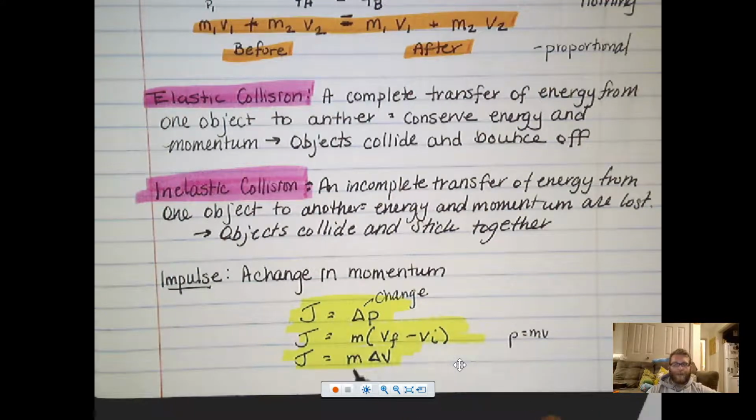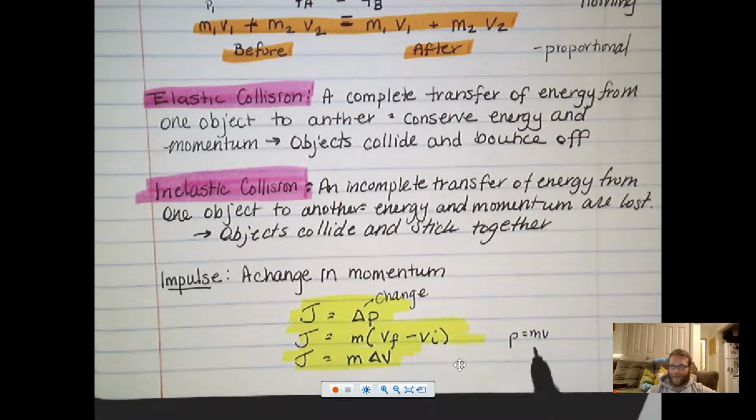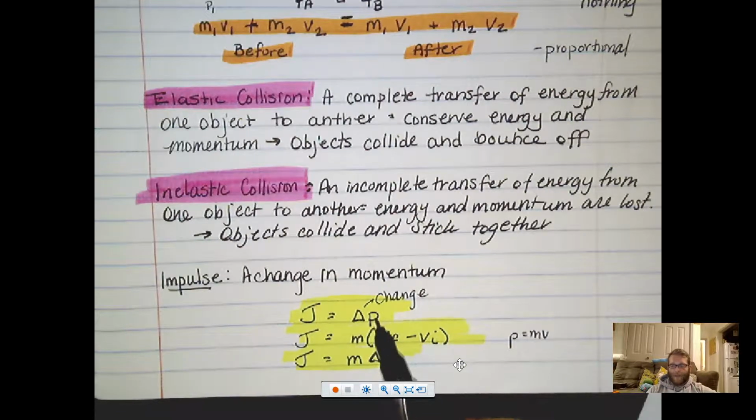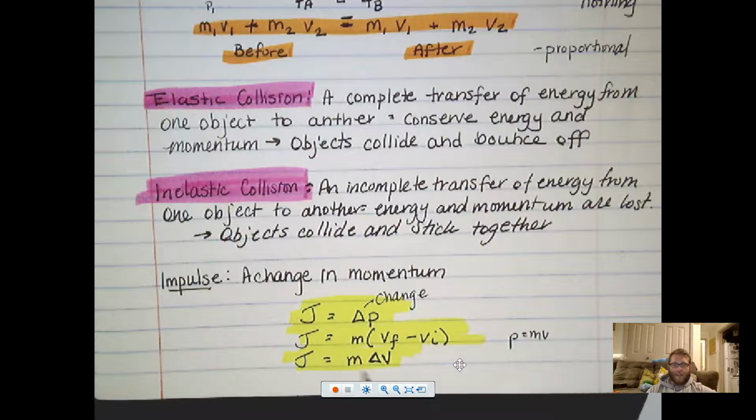So the other way you can write this is m delta v. Again, these are all units that we've seen before. We know momentum is equal to mass times velocity. We know that an impulse is going to be a change in that momentum. So if we know that it's a change in momentum, we can change this p into its other units, the two things that multiply together to make it momentum. So I have my mass times my change in velocity, so my final minus my initial. So J is equal to m delta v.